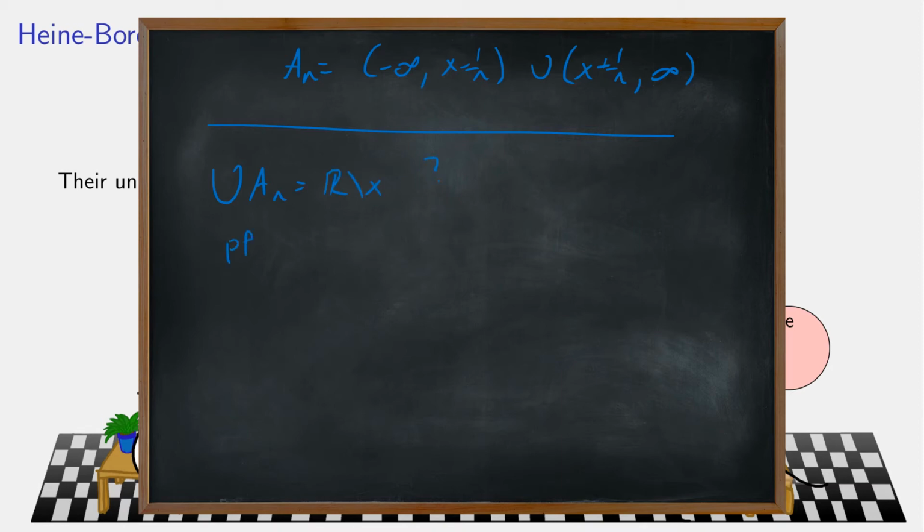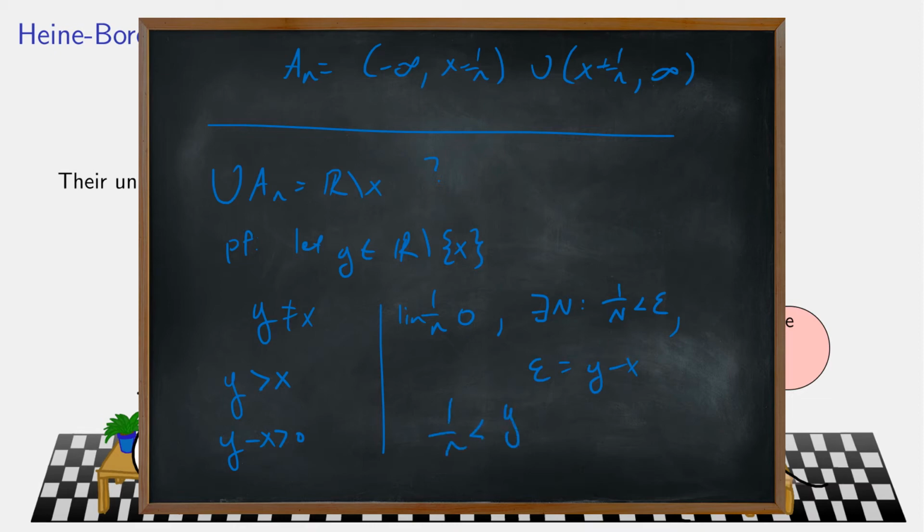So to prove it, we'd have to say let y be anything in the set of all real numbers minus x. In other words, y is a real number that isn't equal to x. Let's just assume for the sake of argument y is bigger than x. In other words, y minus x is positive. Now since 1 over n has limit 0, this implies there exists a capital N so that 1 over N is less than epsilon, where epsilon is equal to y minus x. So 1 over N is less than y minus x.